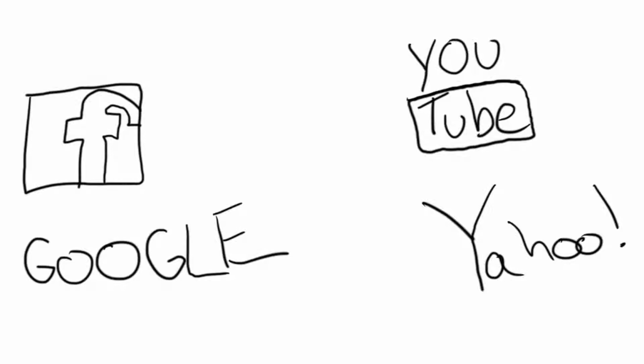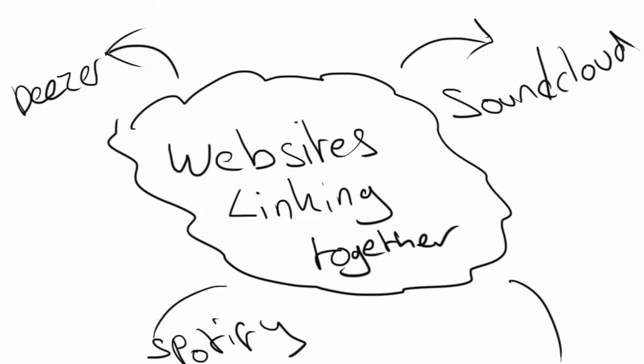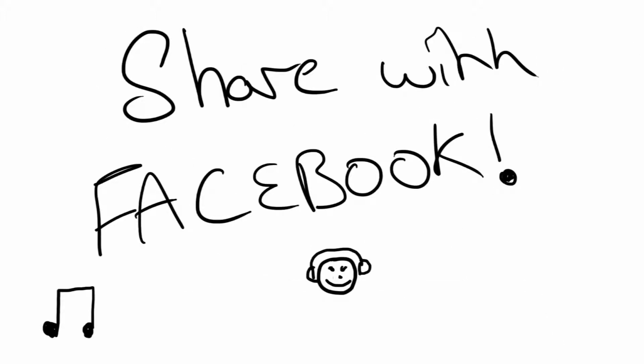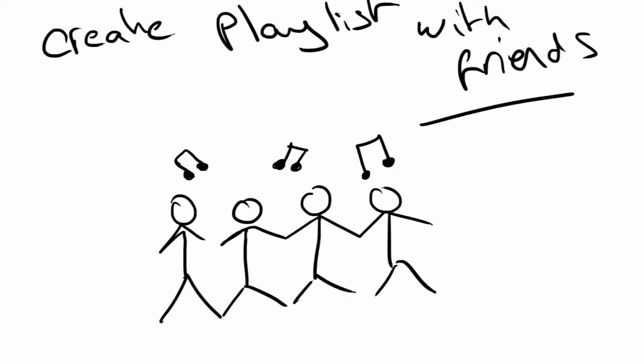Another way in which web browsing is becoming much more connected is through popular websites linking together to share information between sites. An example for this would be music sites such as Deezer or Spotify or SoundCloud, where when using the sites for listening to music, you can share to your Facebook account what you're listening to and promote music to other people. You can also create playlists and share them with your friends.